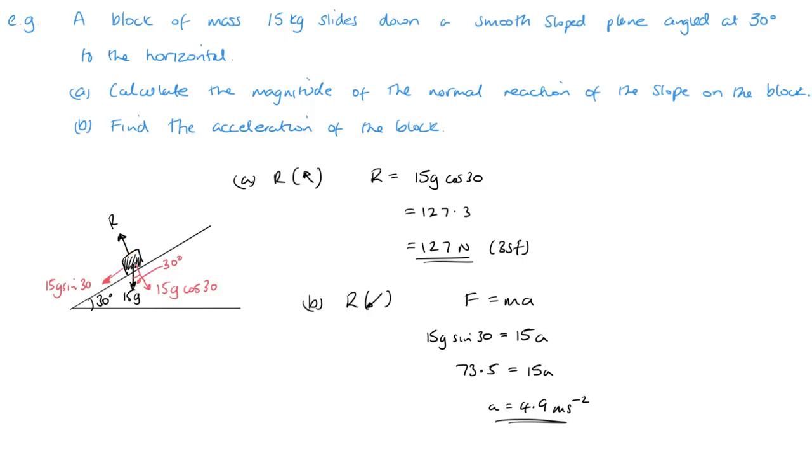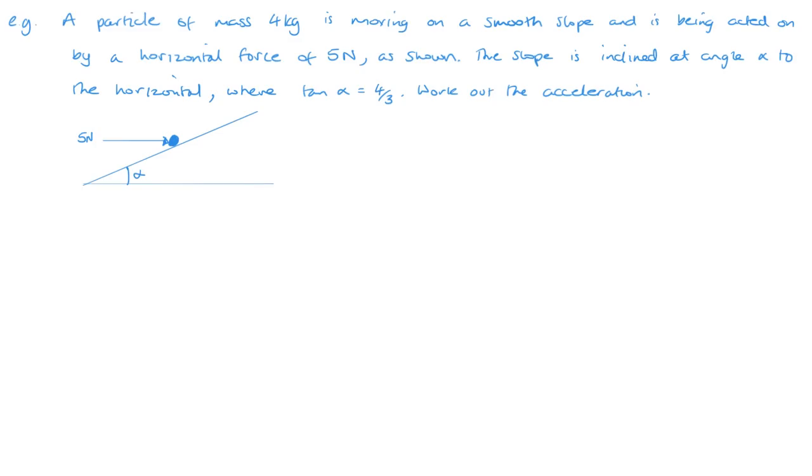Okay, let's have a look at a second example. So here we have a particle of mass 4 kilograms moving on a smooth slope and being acted on by a horizontal force of 5 newtons, as shown. The slope is inclined at an angle alpha to the horizontal, where tan alpha equals 4/3. Work out the acceleration. So first I'll just take this diagram and move it down a little bit so I've got a bit more room.